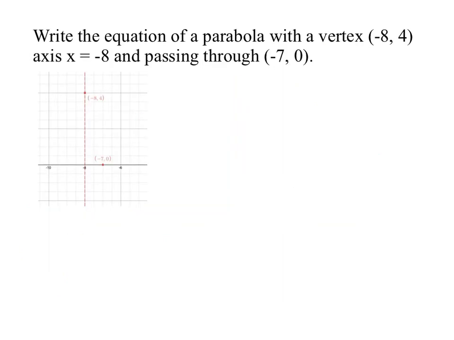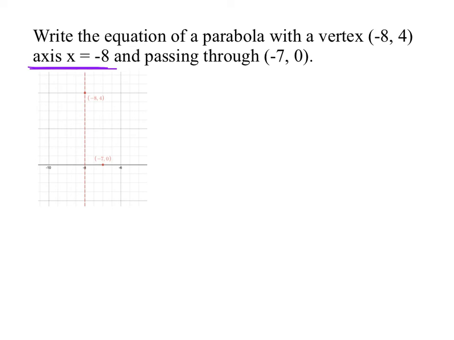Lastly, write the equation of a parabola. You can kind of see we're doing one of each here. With a vertex (-8, 4) and an axis x equals -8, and passing through (-7, 0). So here's a graph with those key points. Now read this carefully. It says this is the axis. So that means this is going through the middle of your parabola. It's going through the vertex.